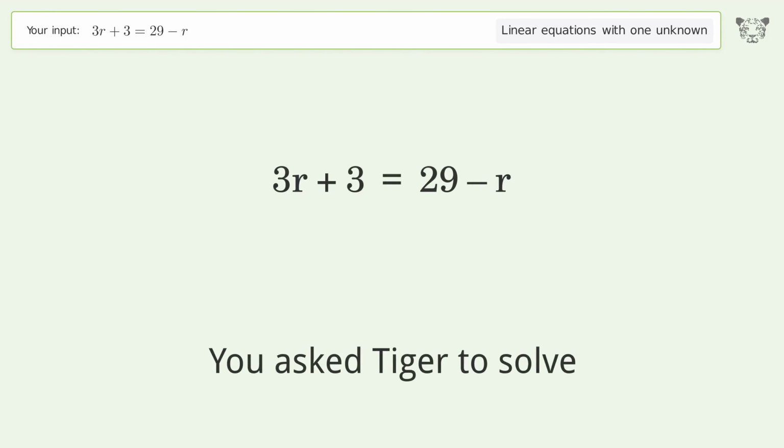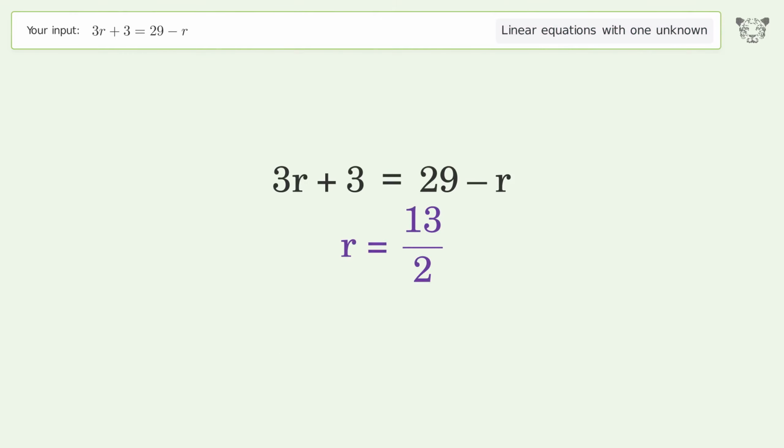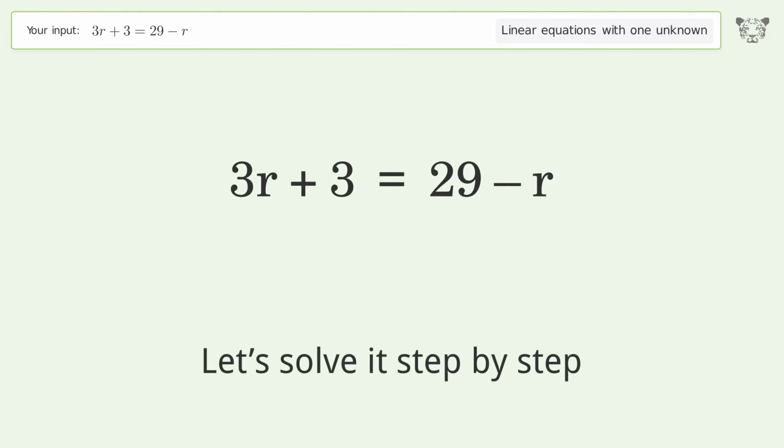You ask Tiger to solve this. This deals with linear equations with one unknown. The final result is r equals 13/2. Let's solve it step by step.